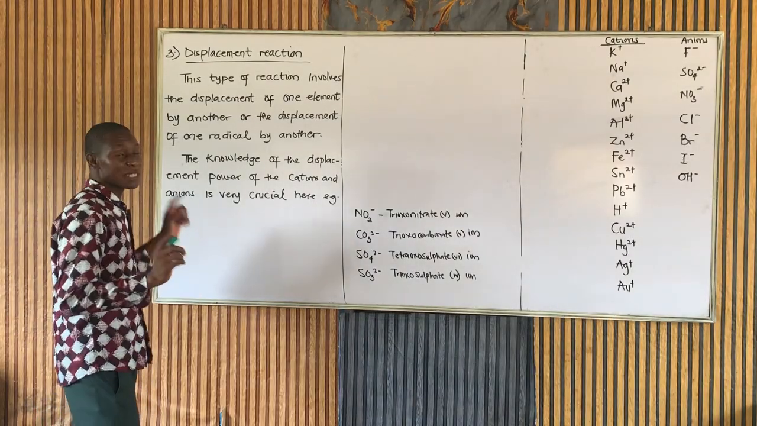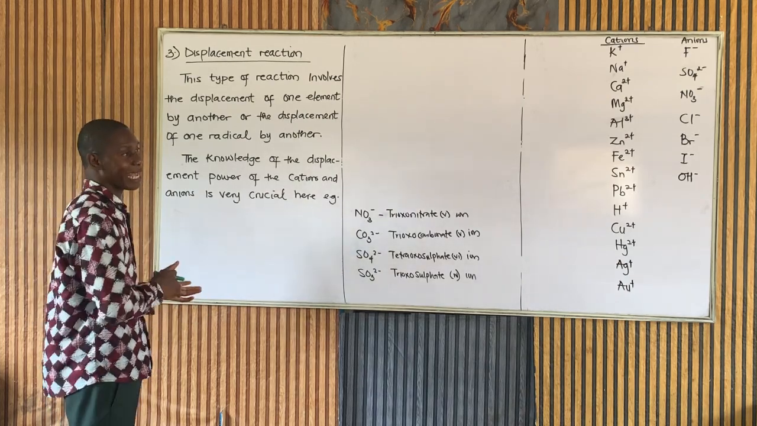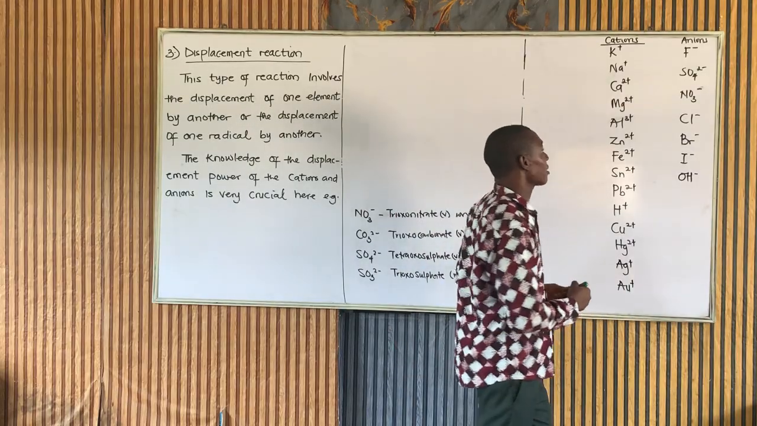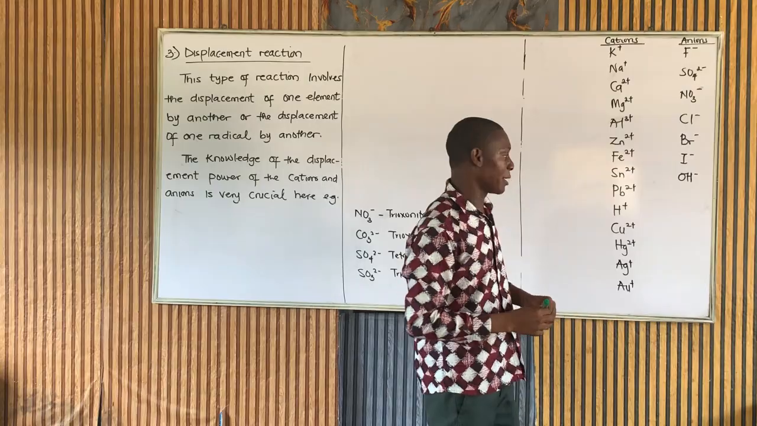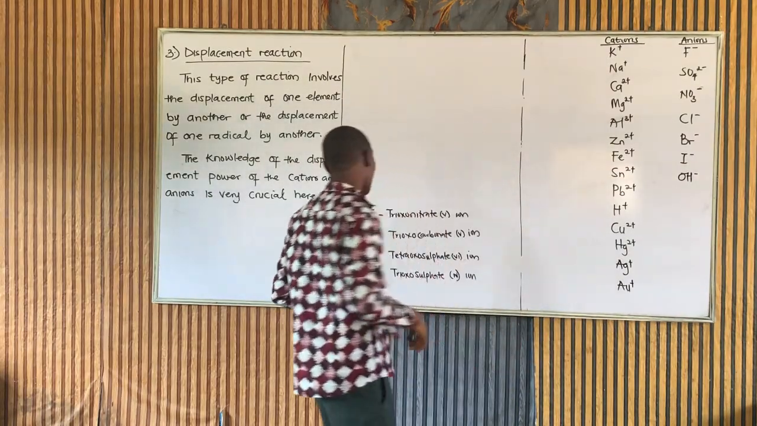Well, something is very, very important here, and that's the knowledge of the displacement power of the cations and anions. And this is it here. Actually, this is called the activity series. So that's another name for it. It shows you the displacement power of the ions. So let's take an example, for instance.